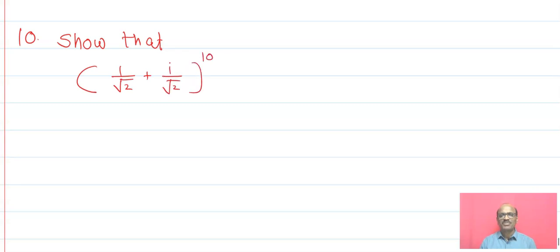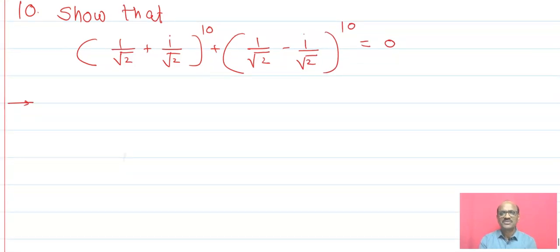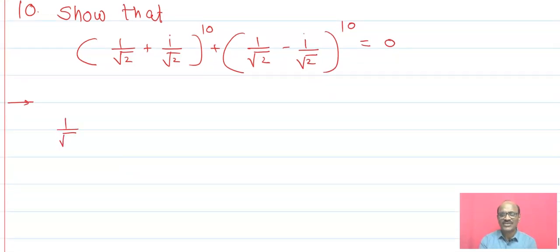Number 10. Example, we are taking the 10th example, not 9. Show that (1 upon root 2 plus i upon root 2) raised to 10 plus (1 upon root 2 minus i upon root 2) raised to 10 is equal to 0. I am taking the 10th example and not 9.